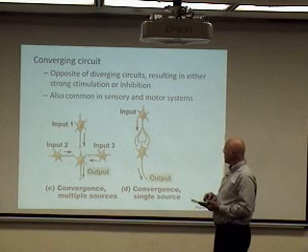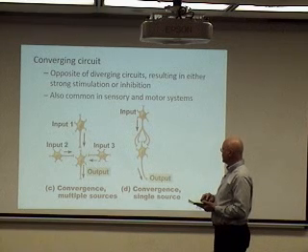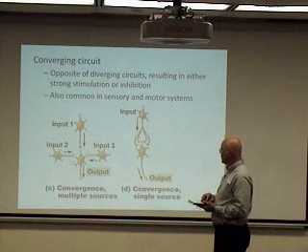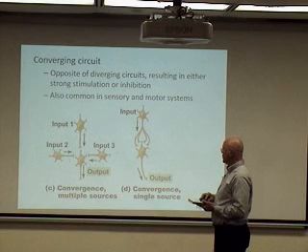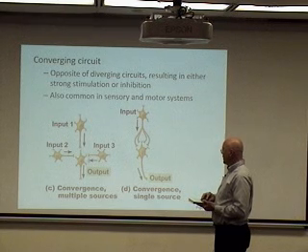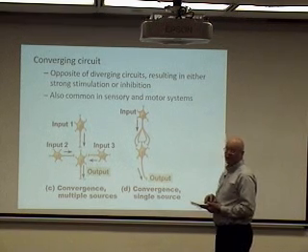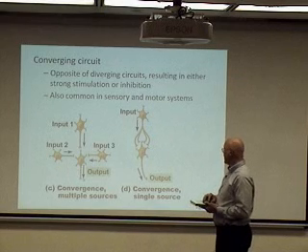We also have convergence. In this case, we have several different inputs converging upon one neuron that then sends a signal out. So in this case, we might have information from several different areas of the brain then being sent to another single area of the brain to cause a particular kind of action.